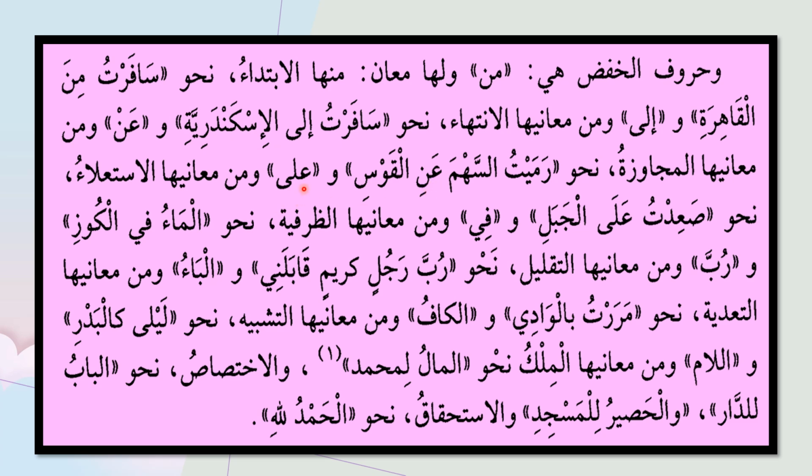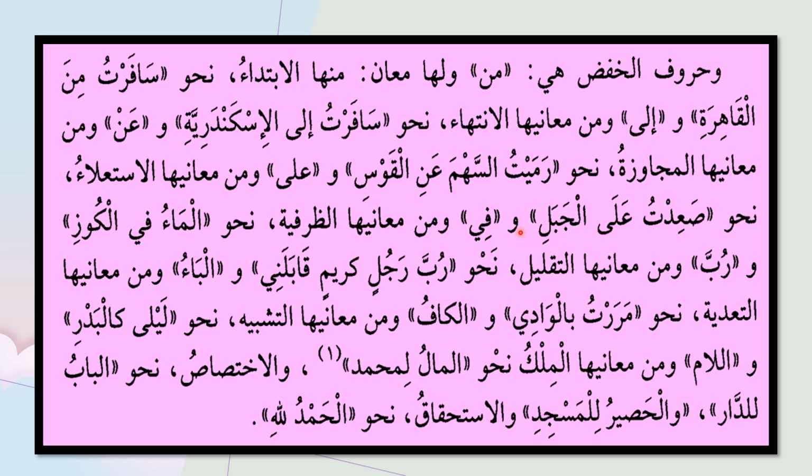وعلى. What do you understand by the harf jar ala? Ala means معناها الاستعلاء. استعلاء means to raise, to go up, to rise. So for example, when you read the example, you clearly have an idea what this ala means. سعدت. Sa'id comes from the verb sa'ida, to ascend. سعدت على الجبل. So now you have the idea. What is the idea? It means I started ascending the mountain, climbing up the mountain.